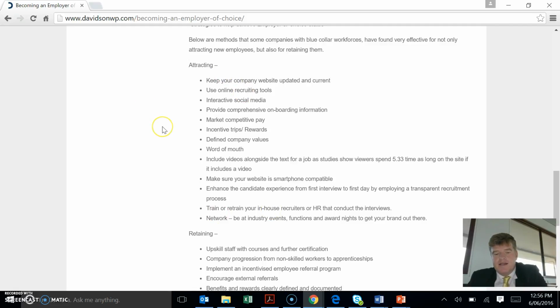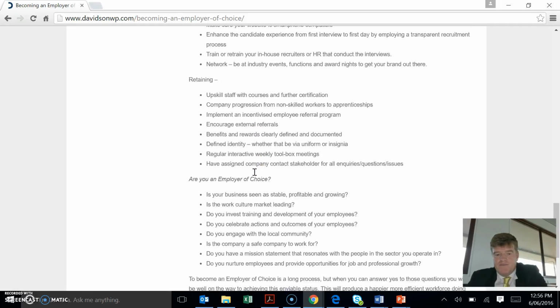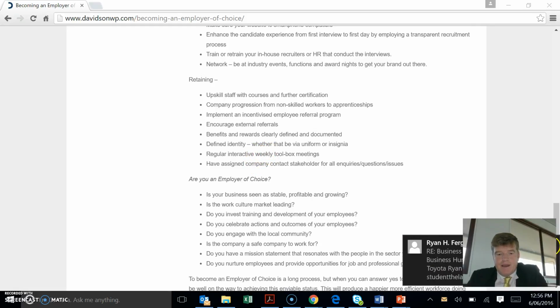So there are some ways of attracting people, then training people. Courses, certification, and training for staff become very important. Then an incentivised employee referral program, so if employees are bringing extra business to the firm, they're getting some incentives. Benefits and rewards, and regular meetings are all important.